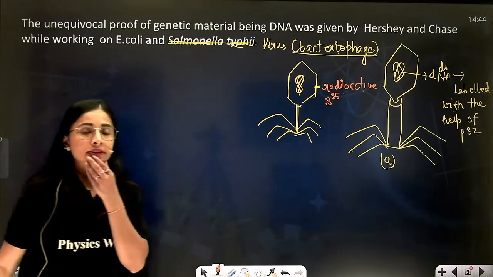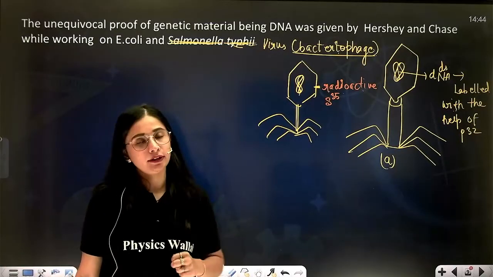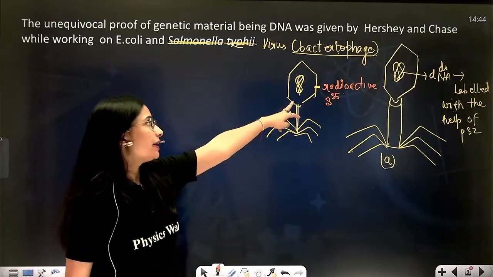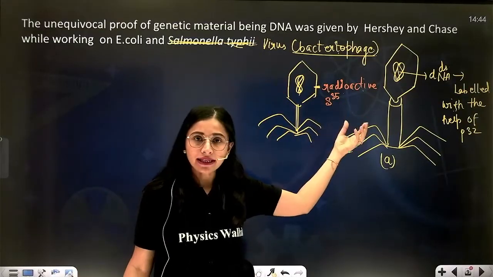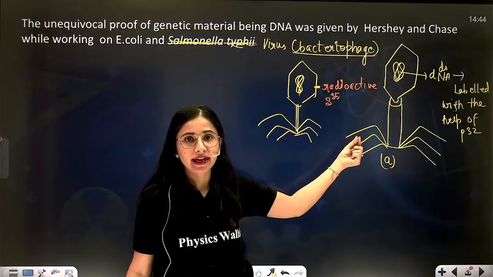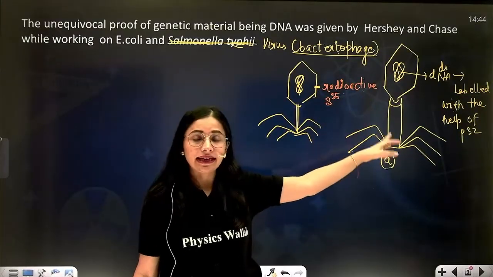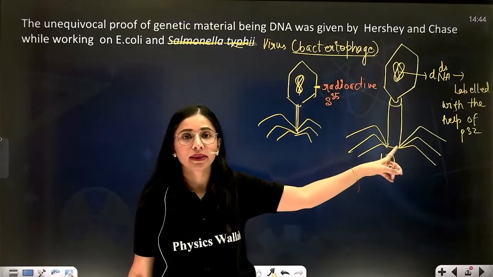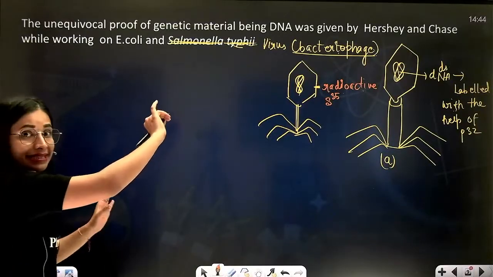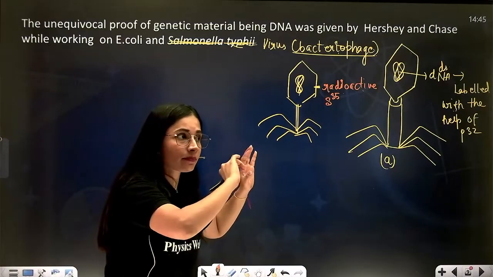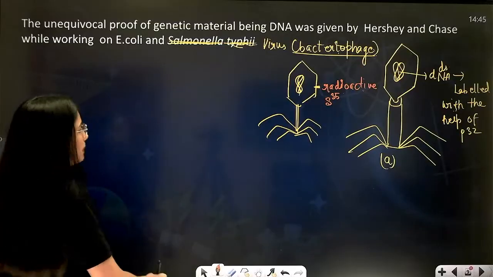Radioactive S35. Now, how many bacteriophages do we have? We have two bacteriophages. One whose capsid, whose body is labeled with S35, having protein. And in the second, the DNA is labeled with radioactive P32. Now, this is the first condition. This is the setup of the experiment. Now let's start the experiment.